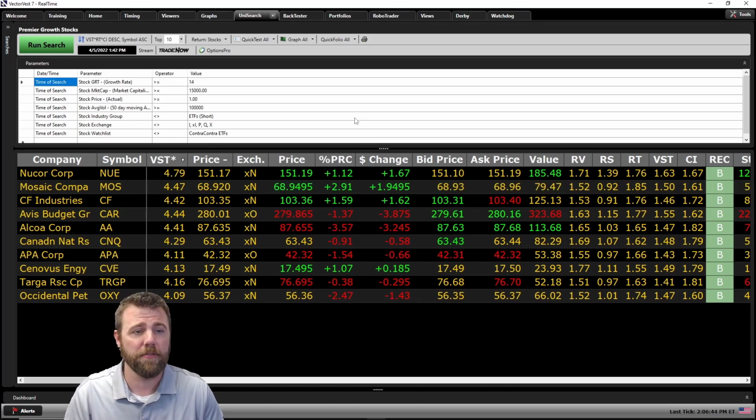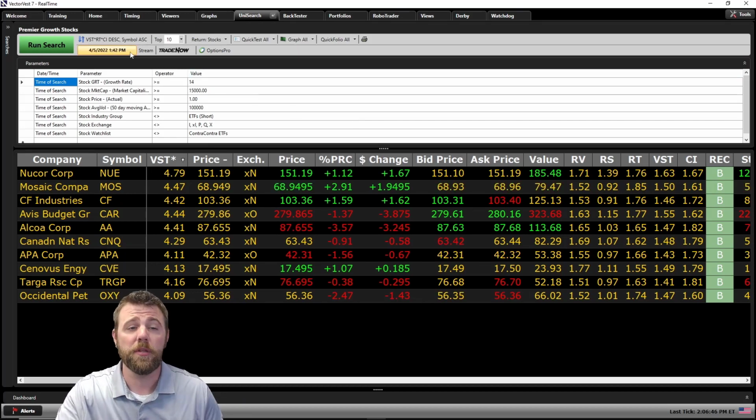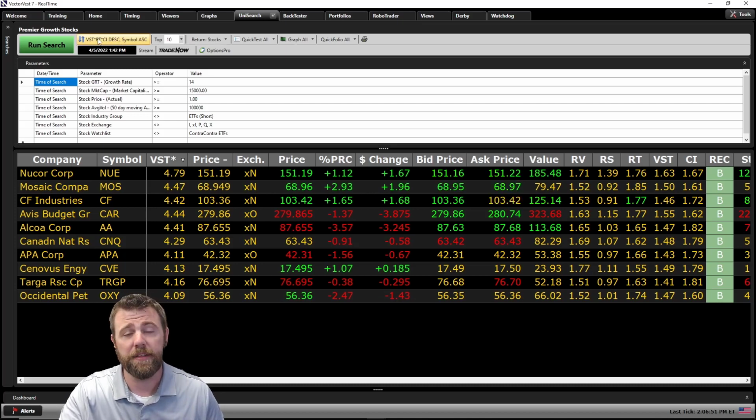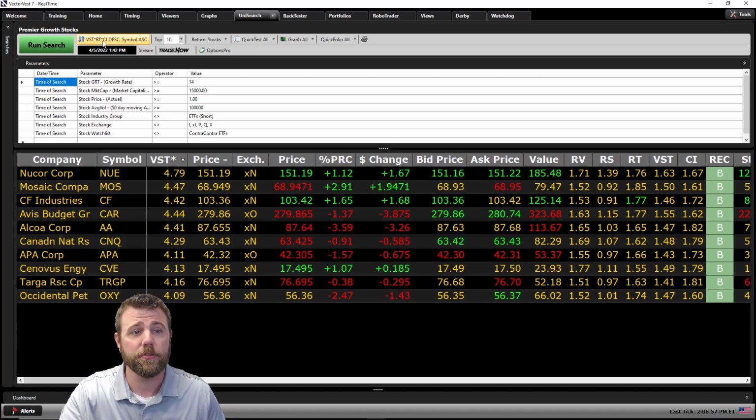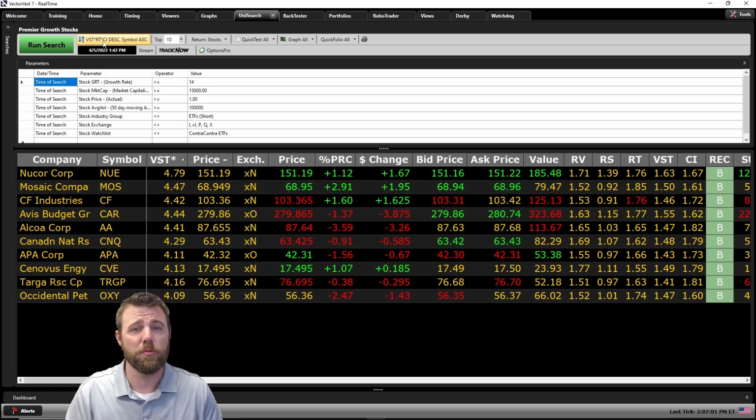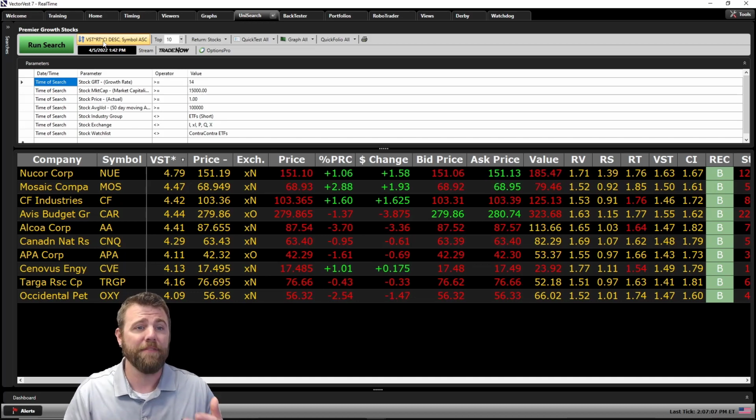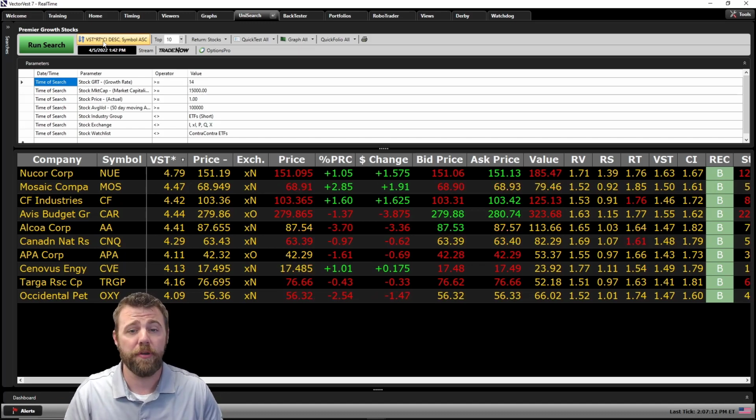One of the main powers of this search is the sort that it uses, where it's looking for the highest combination of VST, which stands for value, safety, and timing, one of our proprietary indicators here, RT, which is a momentum indicator, and also CI, which is a technical indicator which shows the stock's ability to withstand a severe, lengthy price decline. In essence, stocks that have a nice smooth upward trend have a higher CI. And so it's looking for the highest combination of all three of those.